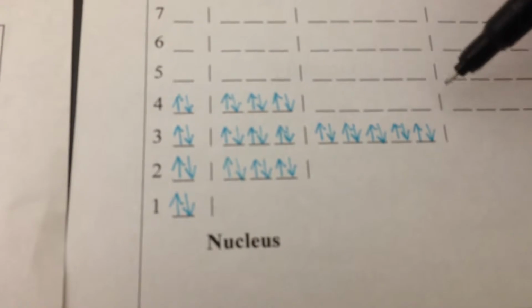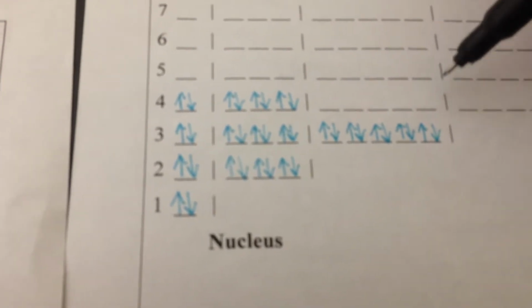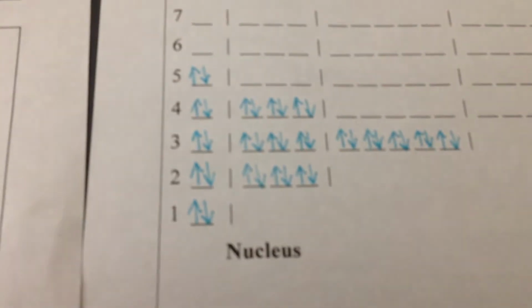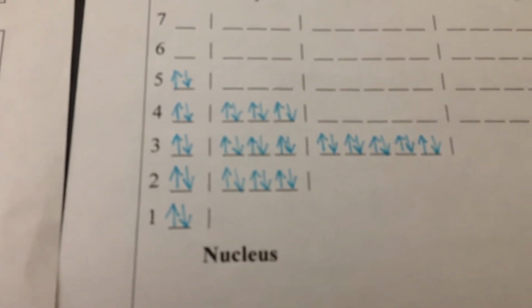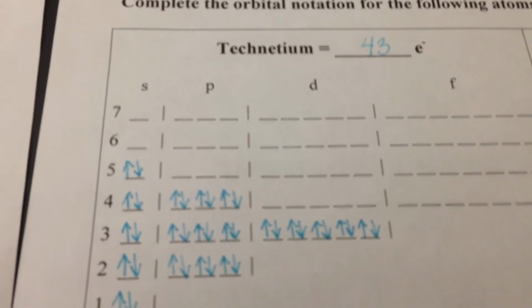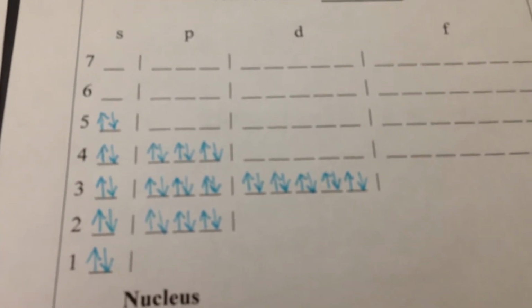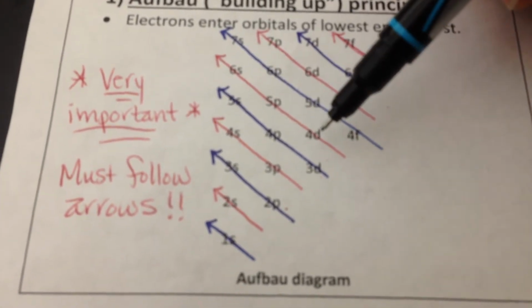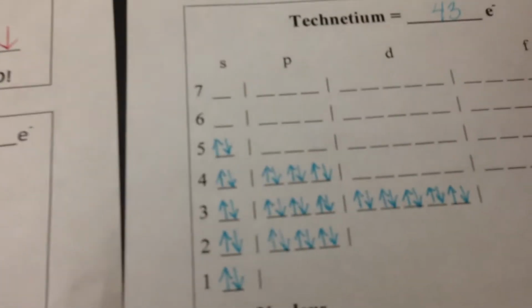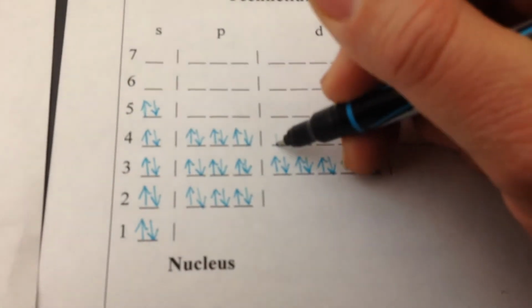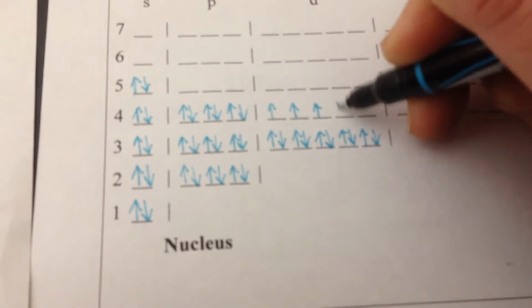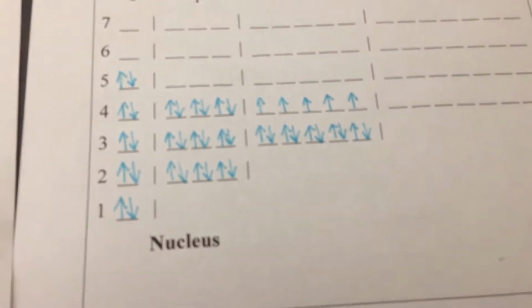After the 4p comes the 5s. Again, you might be tempted to move into this 4d level, but that would be incorrect. We have to come up here and hit the 5s. At this point, we now have 38 electrons. We're looking for 43, so we only need a couple more to go. After the 5s, according to Aufbau, we come back and we hit that 4d level. So we're at 38. This is going to be 39. This is going to be 40, 41, 42, and 43.